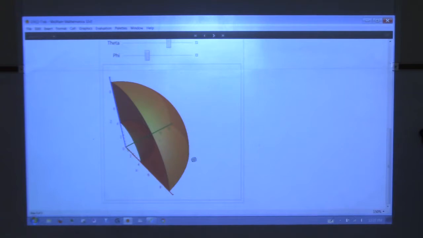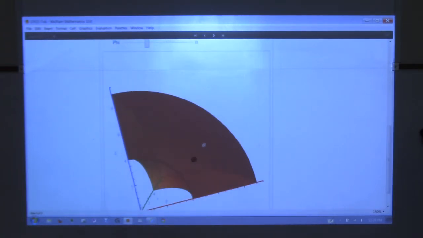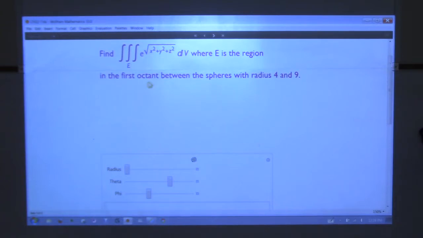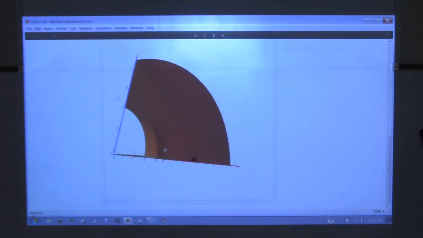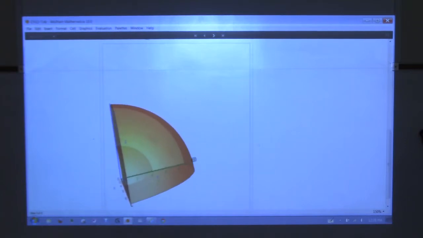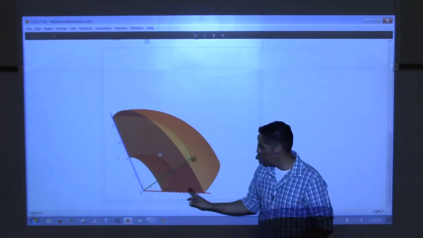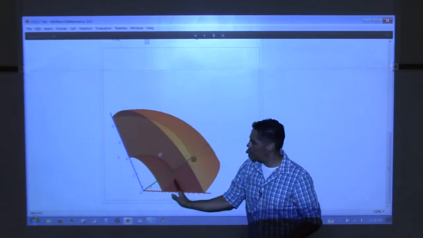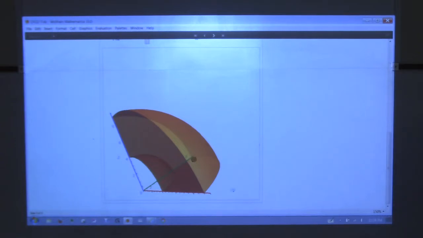All right, so here's the region. If you weren't already on top of that, it's the region in the first octant between the spheres of radius 4 and 9. So there we go. So 4 to 9, outer sphere, inner sphere, and it's that region just in the first octant between those two.